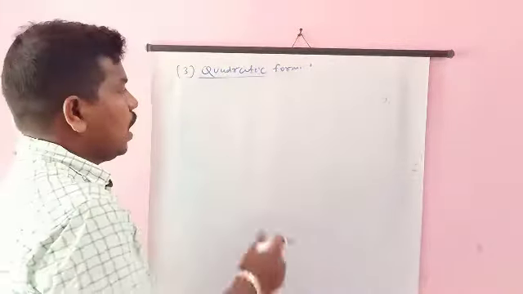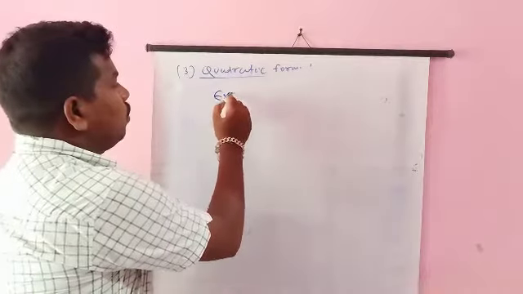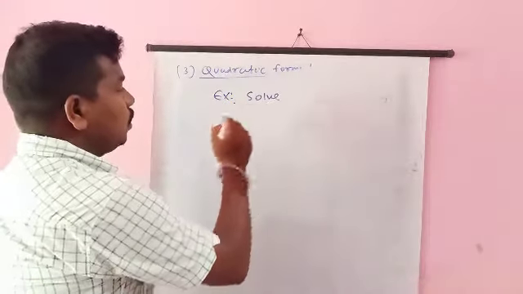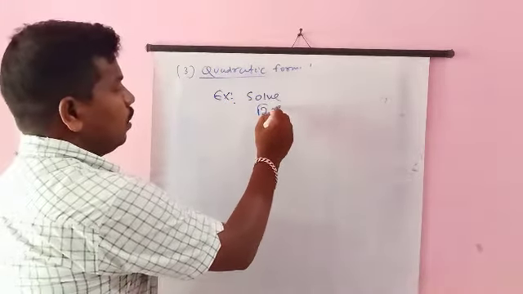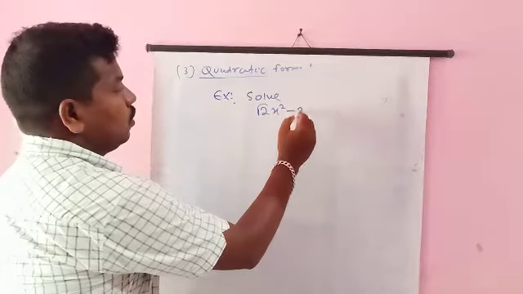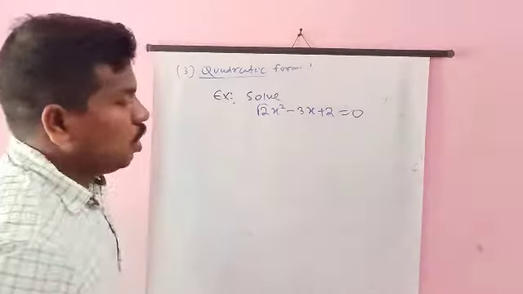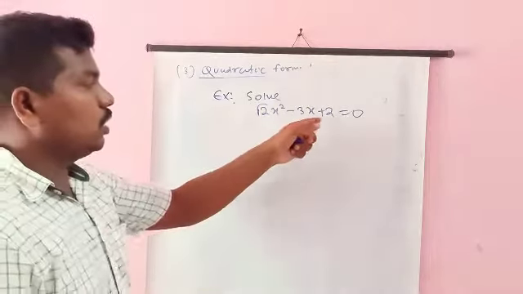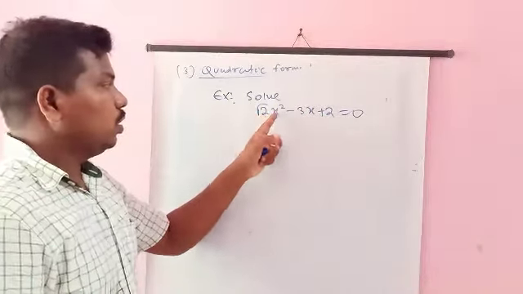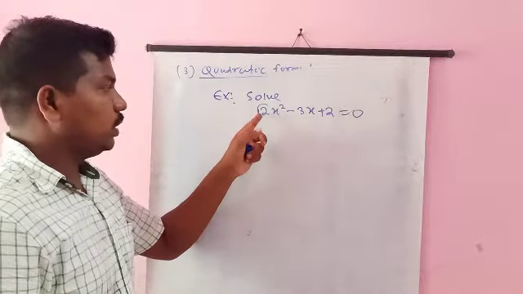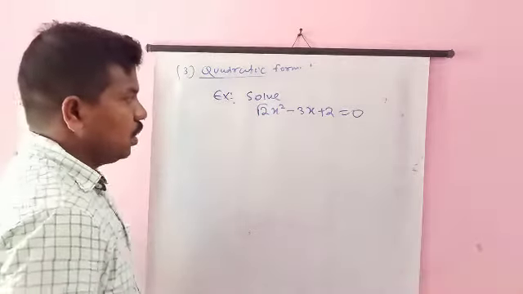Today we will take another example. Solve root 2x square minus 3x plus 2 equal to 0. Here the coefficient of x square contains the irrational number root 2. So how to find the solution?